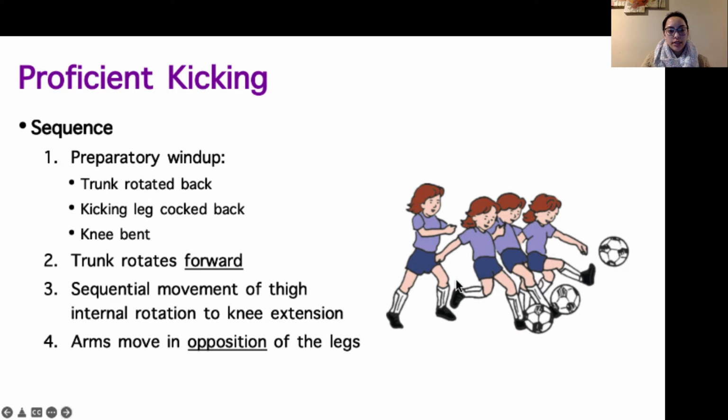In addition, there is some forward trunk rotation as we contact the ball. You can see that starting to happen here and here. There's a sequential movement of the thigh, going from internal rotation to knee extension as they make contact with the ball, and the arms start to move in opposition of the legs. So this left arm pairs with the right leg that's kicking, for balance.